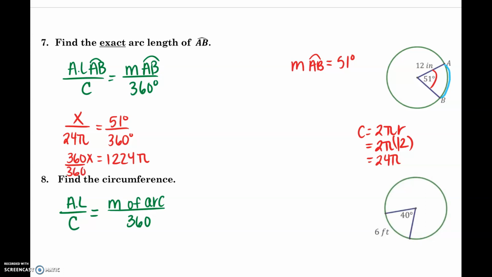We're going to divide both sides by 360. Again, 360 does not go into 1,224 evenly, so we're going to just simplify that fraction. And we have 17 pi divided by 5. So the arc length for arc AB is equal to 17 pi divided by 5 inches.